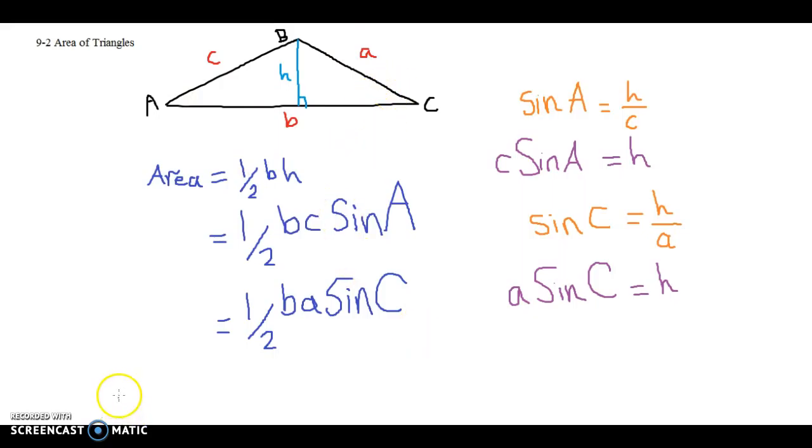So based on this pattern, even if we draw the height with c being the base or a being the base, we can find the area of any triangle without drawing the height. So we don't have to draw the height anymore. We can use this pattern: half of 2 sides multiplied times the sine of the angle in between.